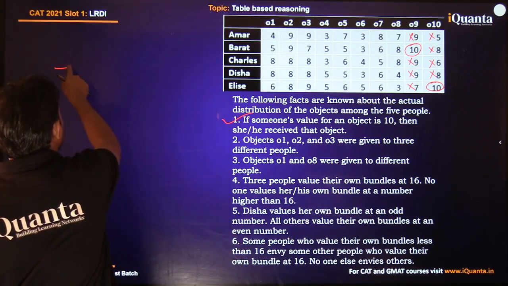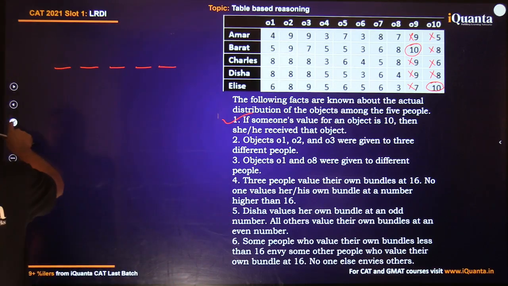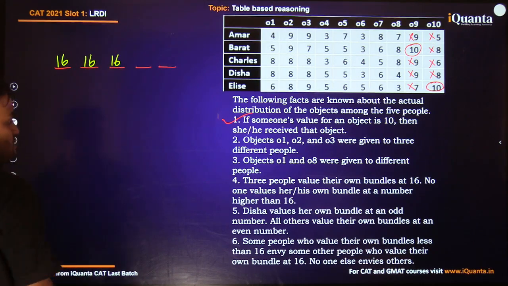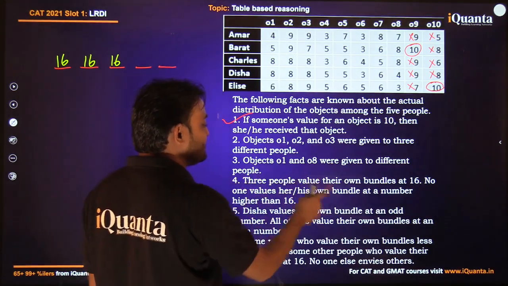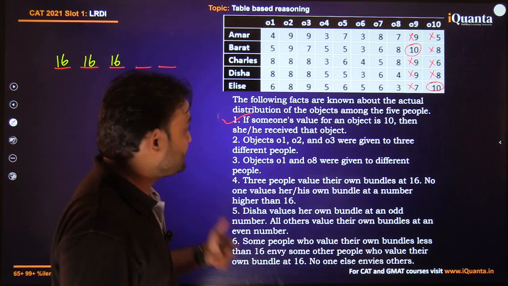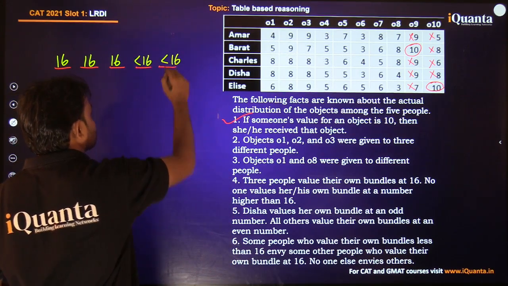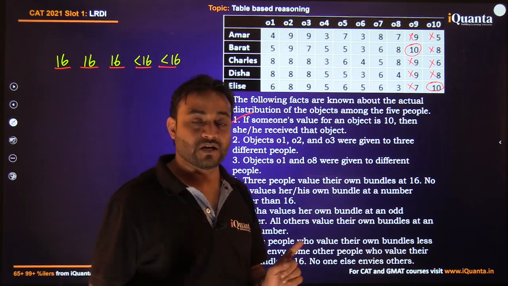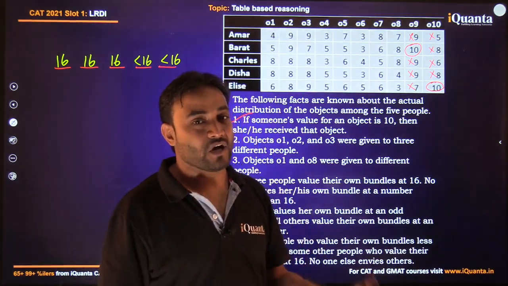It says 3 people value their own bundles at 16. So if there are 5 persons, what we can say, 3 persons value their bundle 16. No one values his own bundle at a number higher than 16. So 3 persons value their bundle 16 and the rest 2 must be less than 16. So any 3 of these value their bundle 16. The sum of values of the objects received by them will be 16 and for the other 2 it will be less than 16.